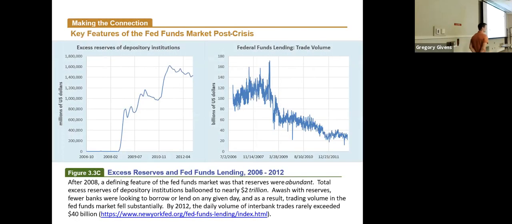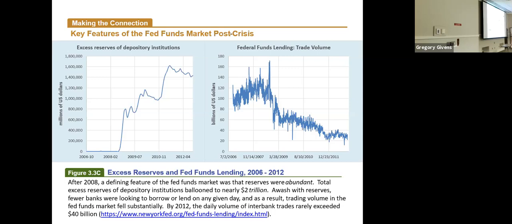Some data on these key points. And again, I want you to contrast this to what we saw in the pre-crisis corridor system. The first graph shows the path of excess reserves in the US economy. Now, remember the graph of excess reserves that I showed at the beginning of this class. They were around $2 billion, right? These little wiggles down here between 2006 and 2008 were that part of the graph. Now the scale here is much higher.